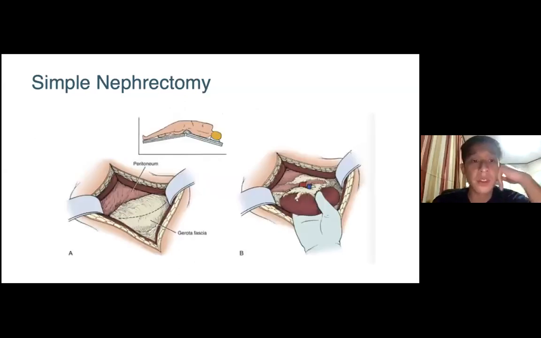For simple nephrectomy, the posterior layer of the renal fascia is bluntly dissected from the muscles of the posterior abdominal wall. The anterior layer of the renal fascia is dissected from the colonic mesentery and peritoneum, leaving a fascial compartment in which the kidney, adrenal gland, and perirenal fat lie. Then the renal fascia is incised, and the perirenal fat is separated from the kidney using a combination of blunt dissection and electrocautery.